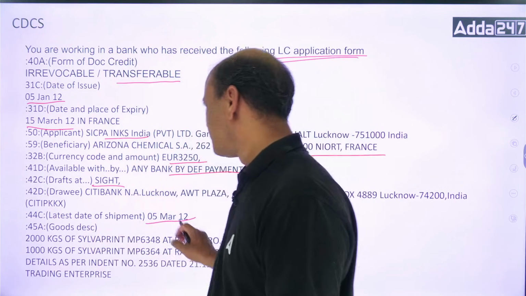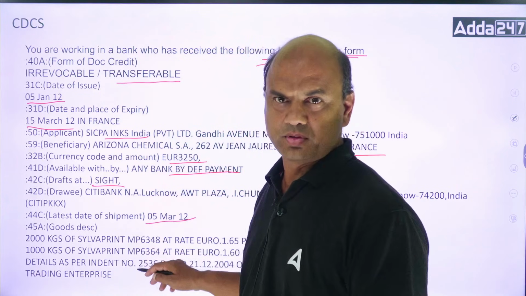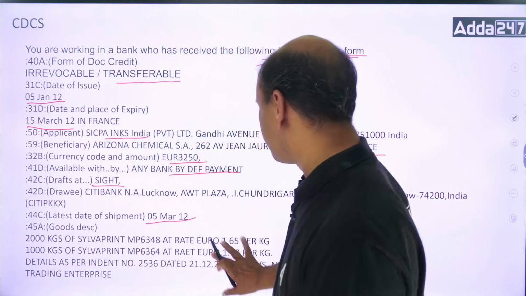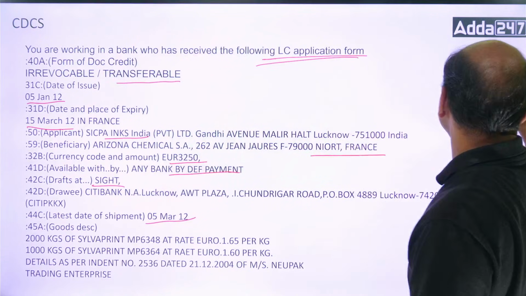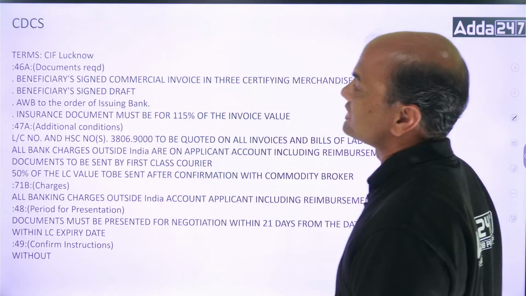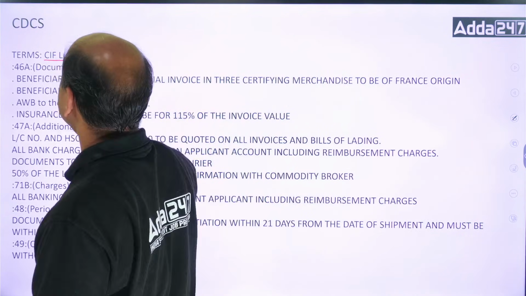Goods description. Now this should be the same as that on the documents. So here you can't argue. You cannot argue with the client because this is what the client wants. Client wants means wants. Terms: CIF Lucknow. He wants CIF Lucknow.